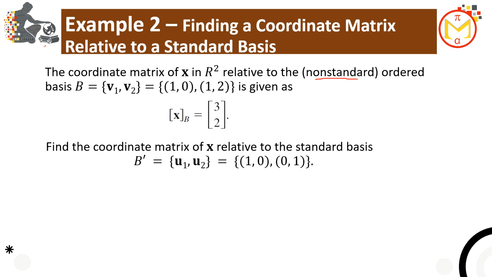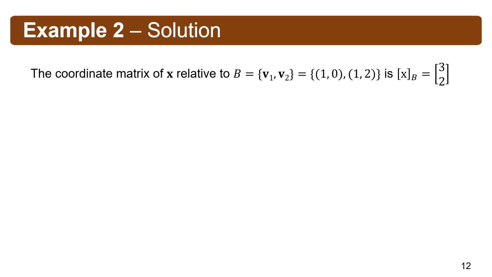Okay. So, to find the coordinate matrix of x relative to the standard basis, we have to use B prime. Because in here, we have the coordinates of B, and we're looking for the coordinates of another vector, which is a standard one. So, let's name that as B prime. All right. Again, here are the given.